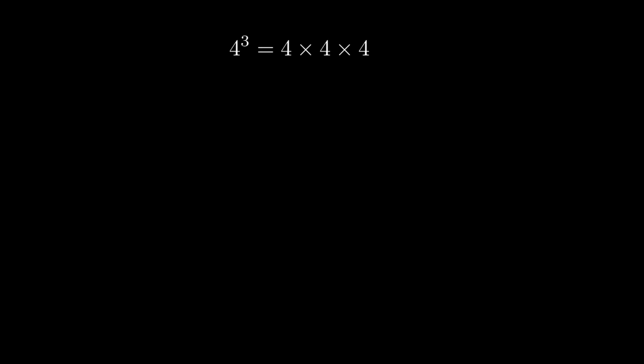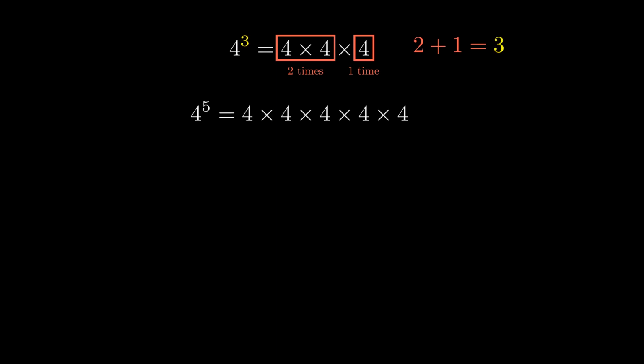Let's look at a cool property of exponents. 4 cubed is 4 times 4 times 4. So this is 4 2 times and 4 1 time. And so 2 times plus 1 time is 3 times. 4 to the 5 is going to be 4 multiplied how many times? 5 times. We have 4 2 times and 4 3 times. So that is 2 times plus 3 times, which is 5 times.